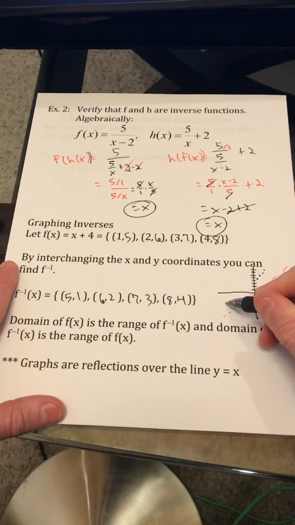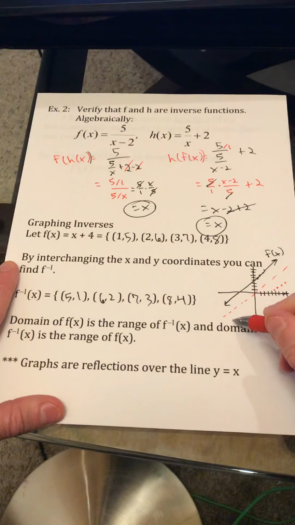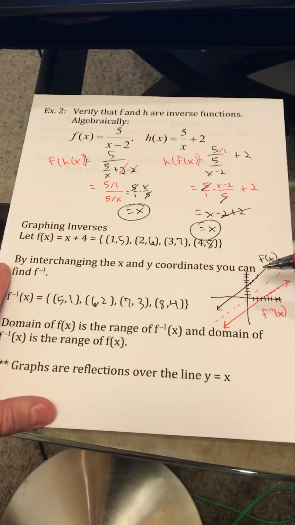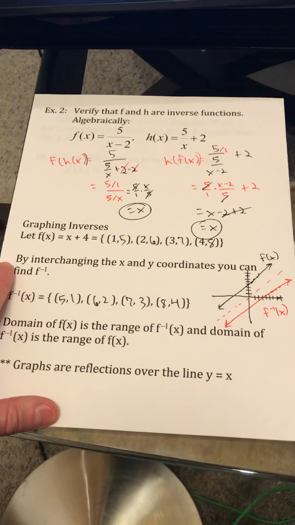So here is f of x. Well, if we switch the coordinates 5, 1, 6, 2, 7, 3, and 8, 4, there is our inverse. Well, you can see that these lines are simply reflected over y equals x, which is that diagonal line going through the origin. So that again is what is involved with graphing.